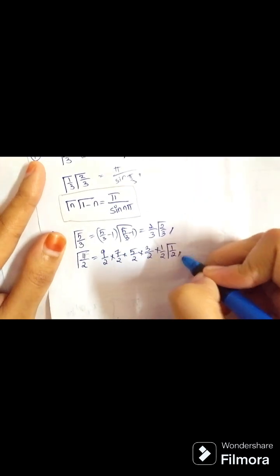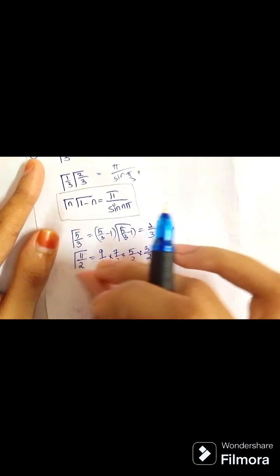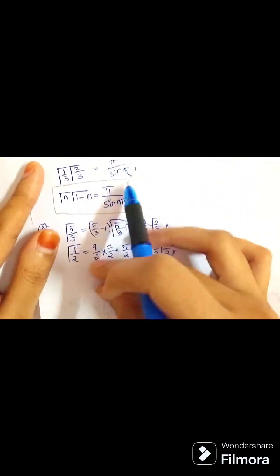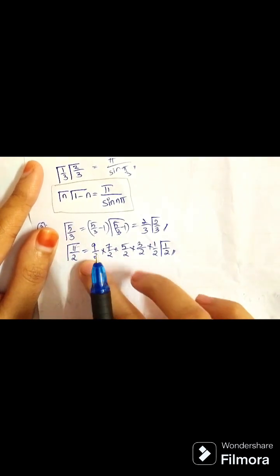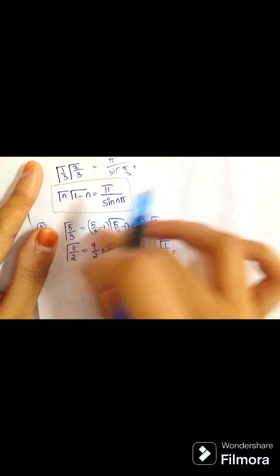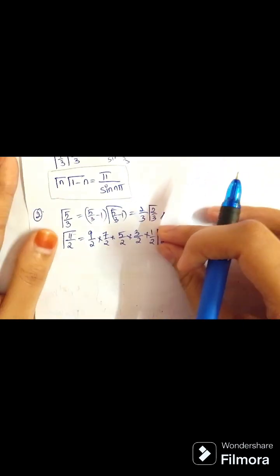So what is this? Same, if you want, you can apply the same formula, n minus 1 gamma n minus 1. Finally you will get like this only, gamma 9 by 2, and again gamma 9 by 2 you will do. You'll get the same thing, but this is just a fast calculation.